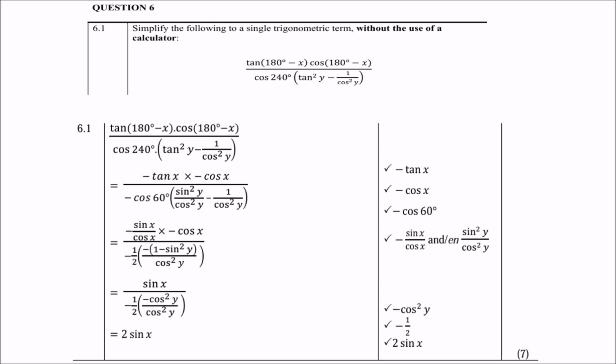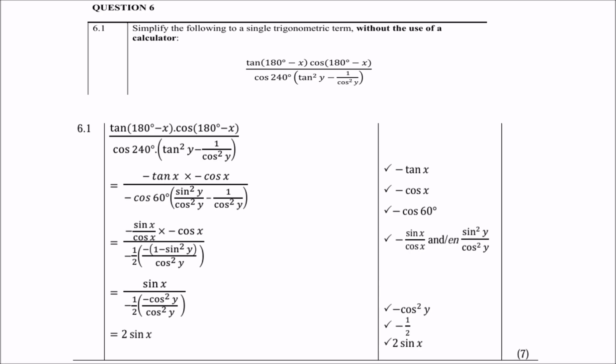Then the next one, cos of 180 minus x, is also in the second quadrant. Cos is also negative there. So therefore, we can replace cos of 180 minus x with minus the cos of x. Let's go down to the denominator now. Now the cos of 240 can be replaced by 60, because 180 plus 60 gives you 240. So that is third quadrant where cos is negative, so minus cos 60, and in the next step it becomes minus a half. Then sine squared y over cos squared y can replace tan squared y.